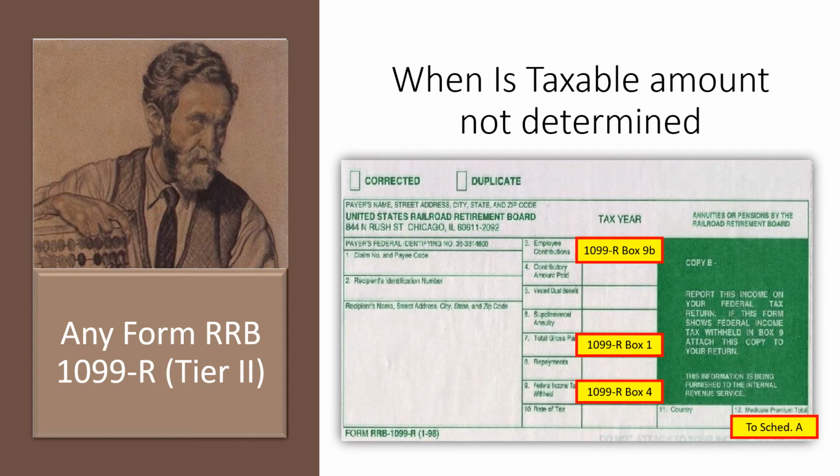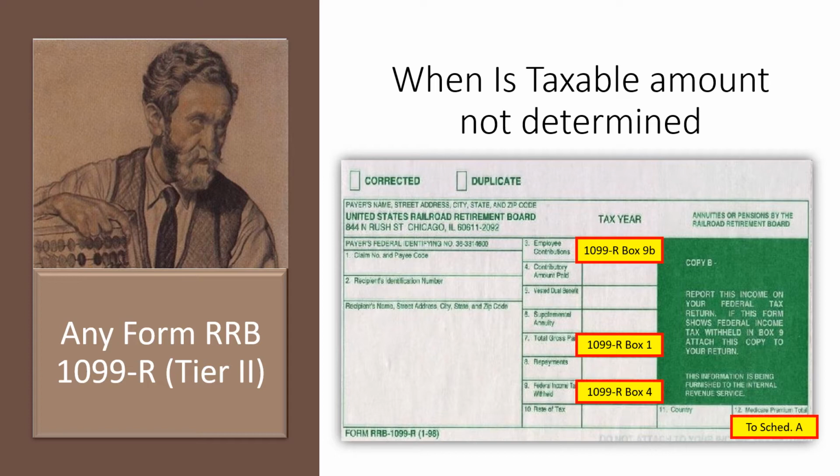So looking at this form, you can see that we have some boxes and they relate back to some of our 1099-R boxes. You can see there in box 3, we have our employee contributions. That's just like the 1099-R box 9B. And then in box 7, we have the total gross paid. That's like our 1099-R box 1 gross distribution. And then federal income tax withheld, you'll see that that is box 9. That is the same as 1099-R box 4.